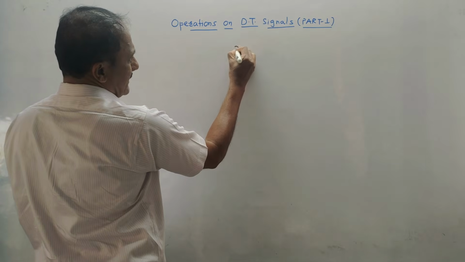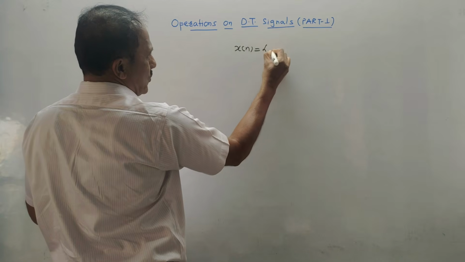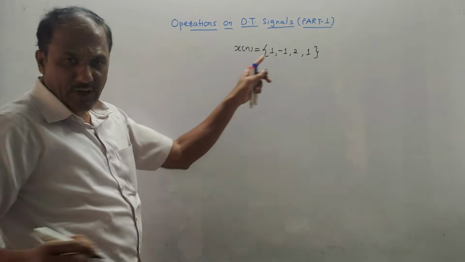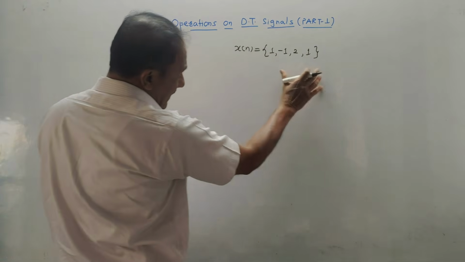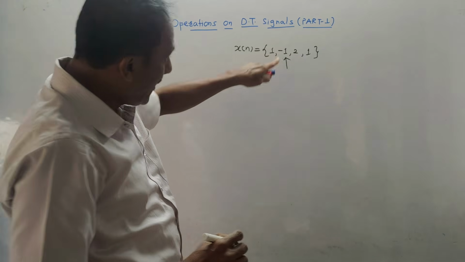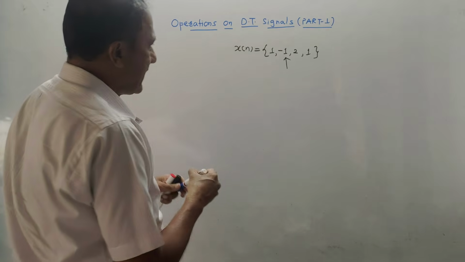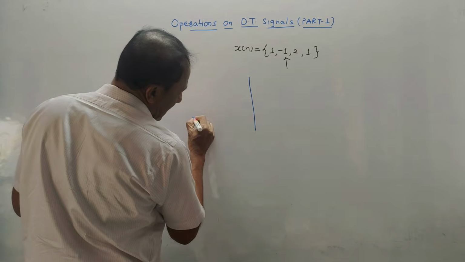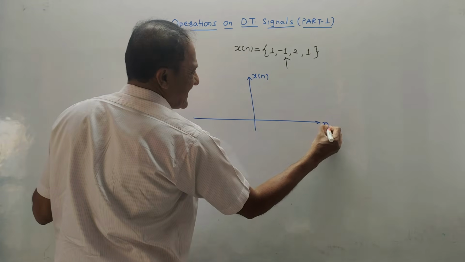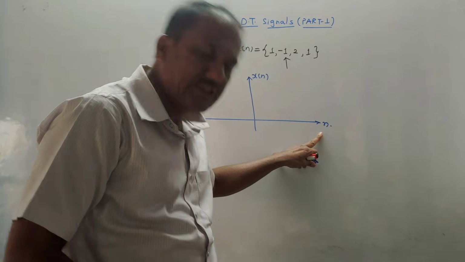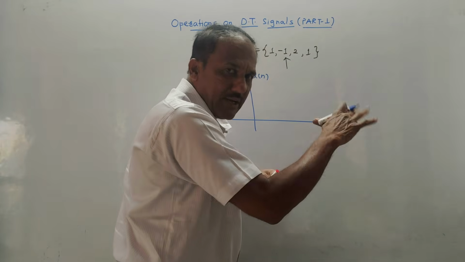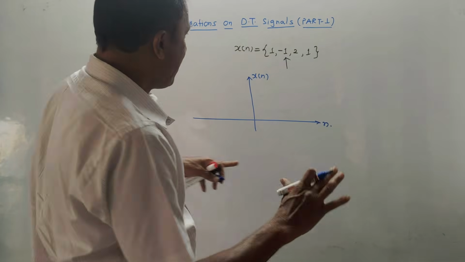Suppose given sequence is x of n is equals to 1, minus 1, 2, 1. As an example, I have randomly considered any sequence. In the given sequence, always some arrow will be marked. Suppose arrow is at minus 1. Now, how to draw the diagram of this signal? We know that if it is a DT signal, that is discrete time signal, it is graph of x of n versus n. N is known as index, which represents corresponding number of a sample, and value of n must be integer. There should not be any decimal point.